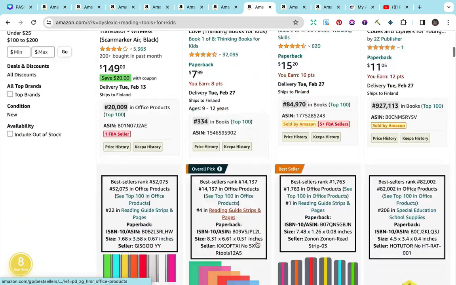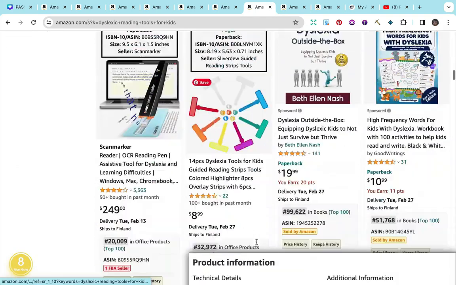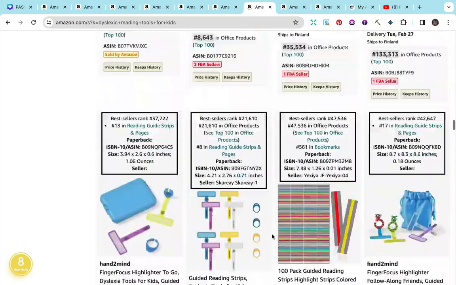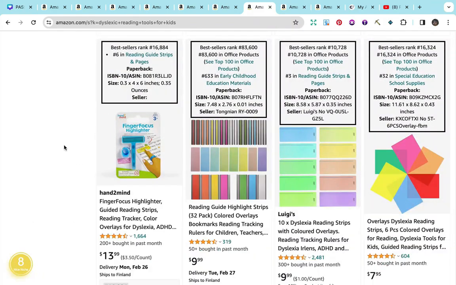Scrolling down, avoiding the sponsored post, we do have a couple of really good books that are ranking quite well under this keyword. Now, you do want to pay attention to the books only by independent publishers, and don't pay attention to any of these other tools as well.